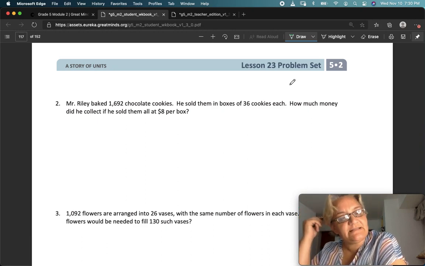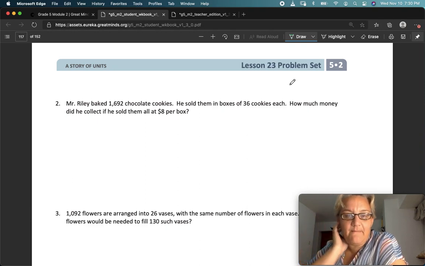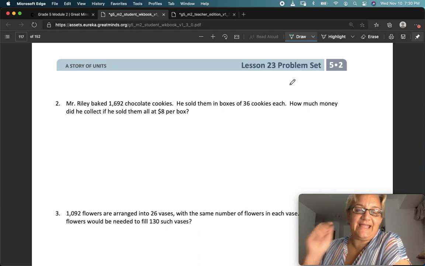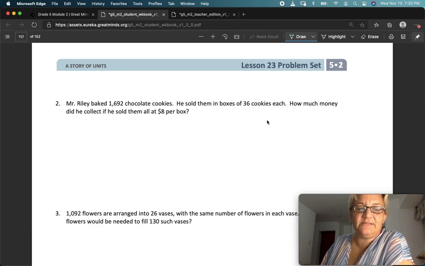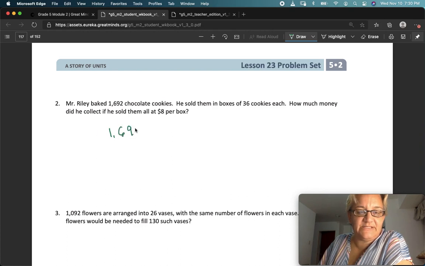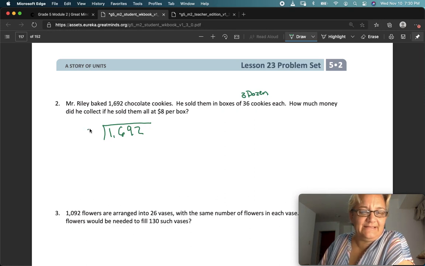Mr. Riley baked 1,692 chocolate cookies. He sold them in boxes of 36 cookies each. How much money did he collect if he sold them all at $8 per box? So this is a 2-part story. First of all, we have 1,692 chocolate cookies that he sold in boxes of 36. So that's 3 dozen, right? We want to figure out how many boxes he sold, and then later we'll multiply those boxes times how much he sold for.